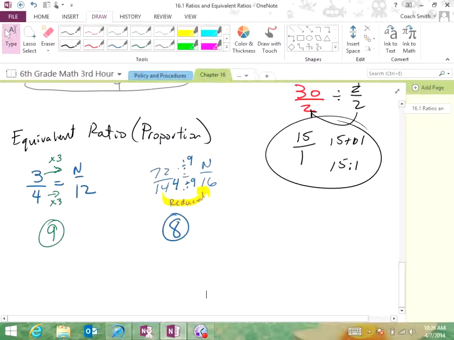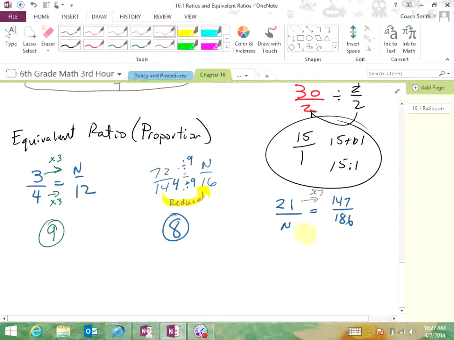Okay, let's look at this one. 21 over n equals 147 over 186. So, what did you do to 21 to make it 147? Celine? By what? No, not 9. Owen? Yes, multiplied by 7.